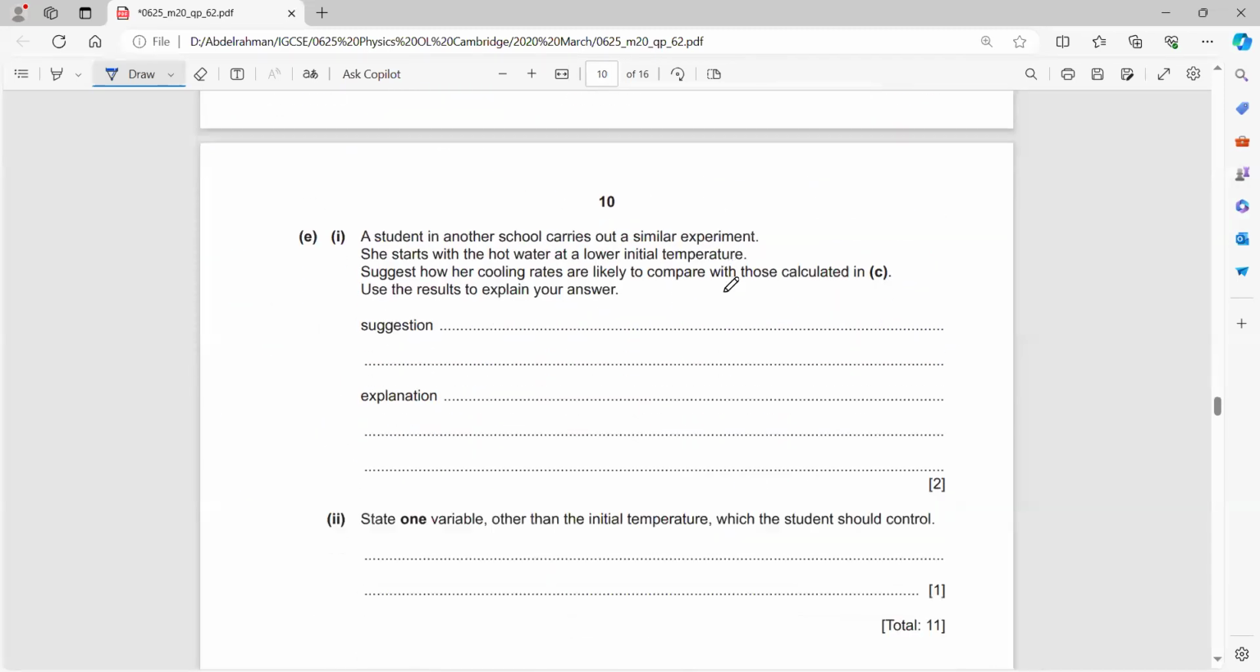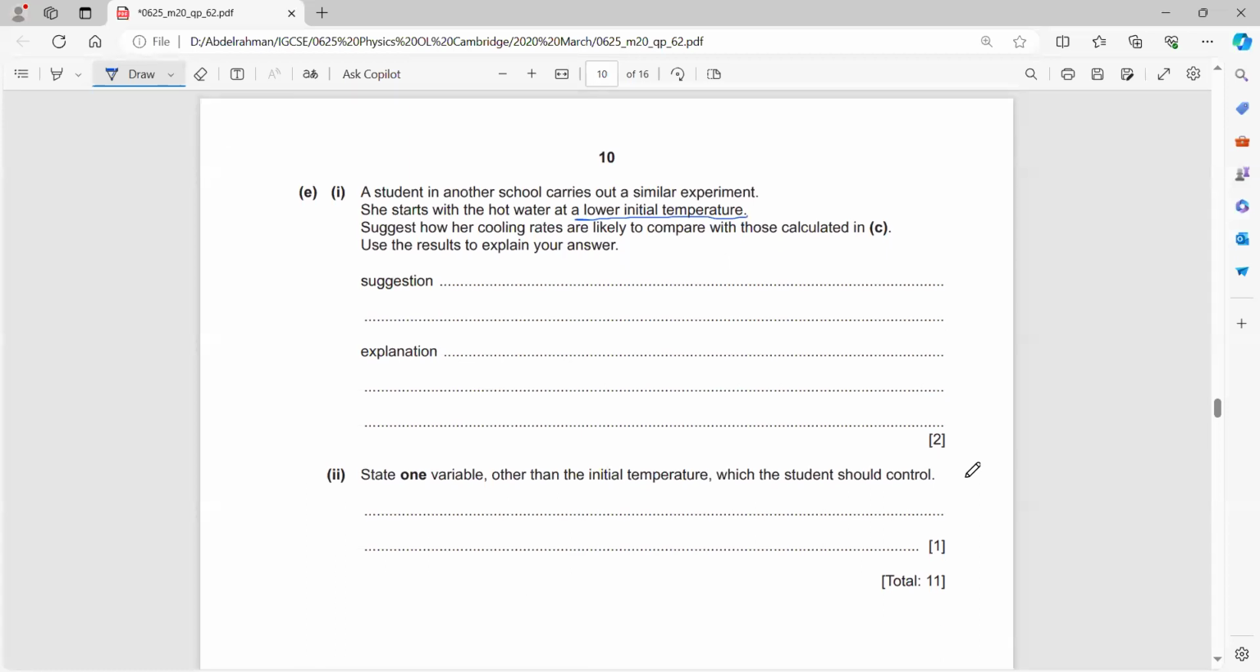A student in another school carries out a similar experiment. But the only difference was that she started at a lower initial temperature. Suggest how her cooling rates are likely to compare with those calculated in C. How would her cooling rates compare with those in C? Cooling rates would be definitely less.